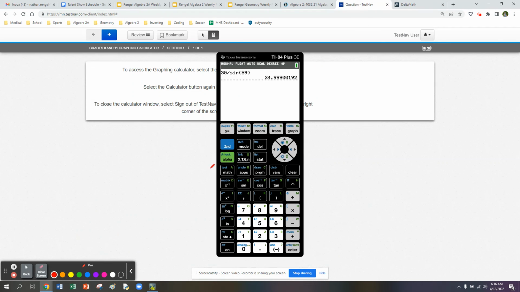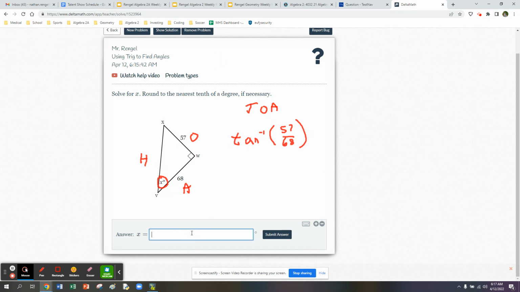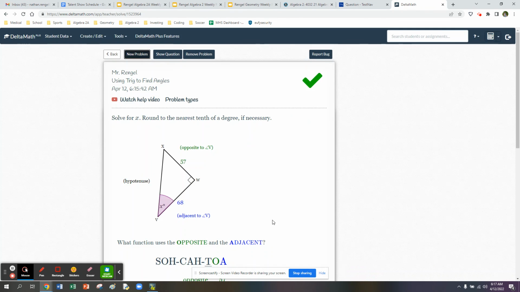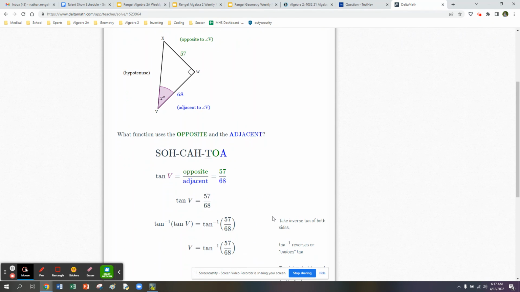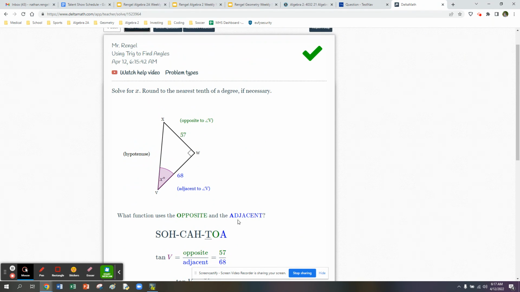And then I'll head to my calculator. We'll hit second, tangent inverse of 57 divided by 68. So a fraction is basically just a division. So we can take 57 divided by 68. We hit enter, and that would be a 39.97 degree angle, which again, I'm going to round up. That's going to be a 40 degree angle. So the nearest tenth of a degree, but the 9.7 rounded me up exactly to 40.0. And that's how we can find our angle measures.